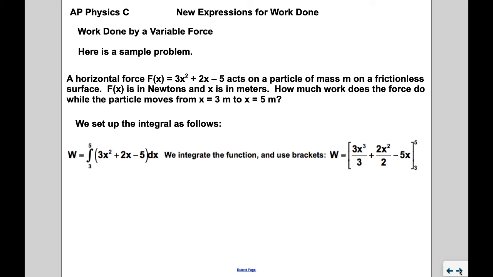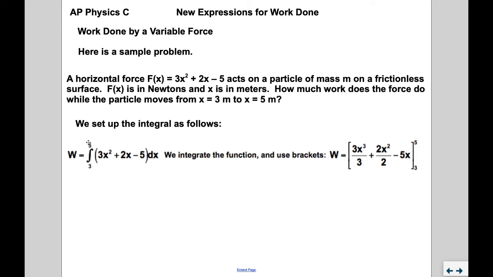We set up the integral this way. Notice that we are integrating, there's my integral symbol, we're integrating the force function times dx here. And we're integrating from the initial position, which we'll call the lower limit, to the final position, which is the upper limit. So from 3 to 5 meters.